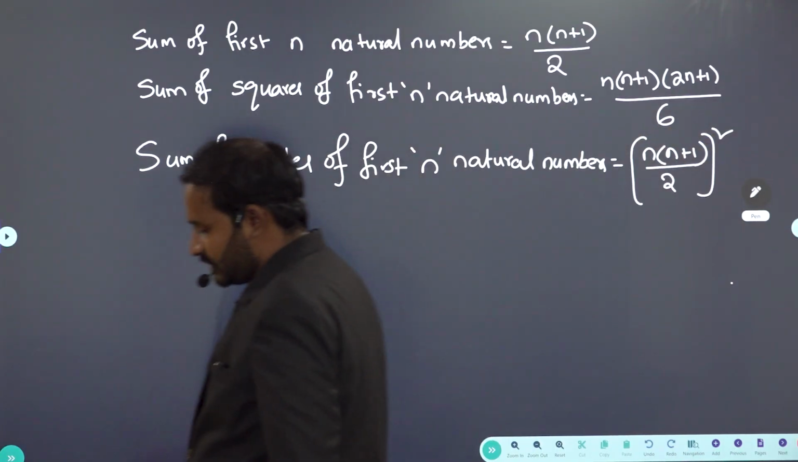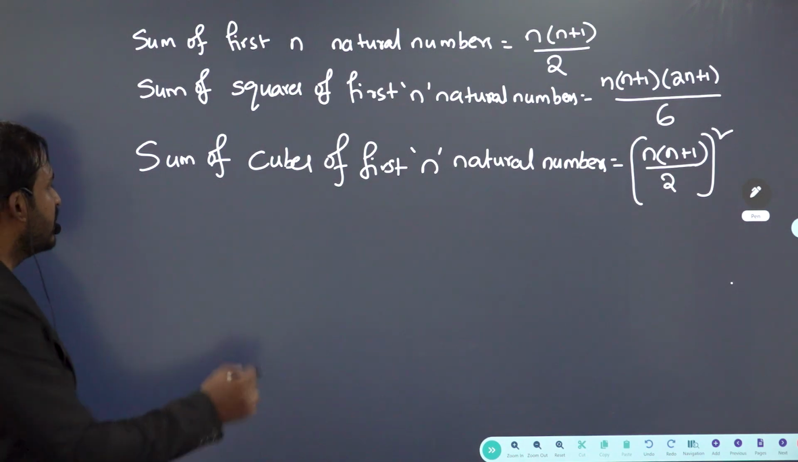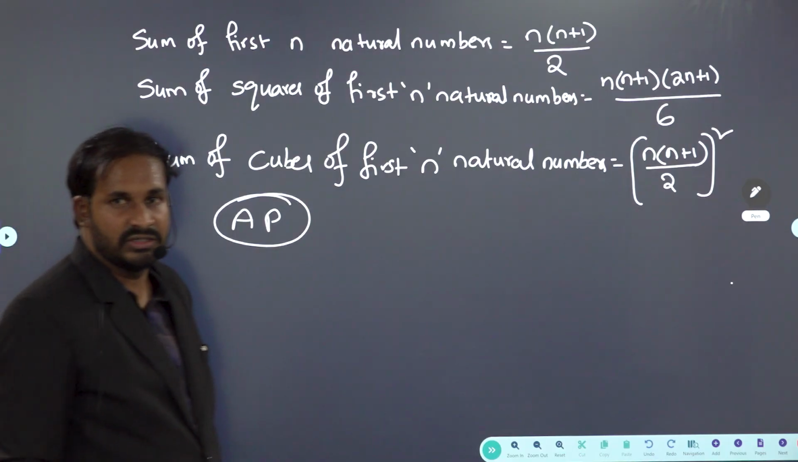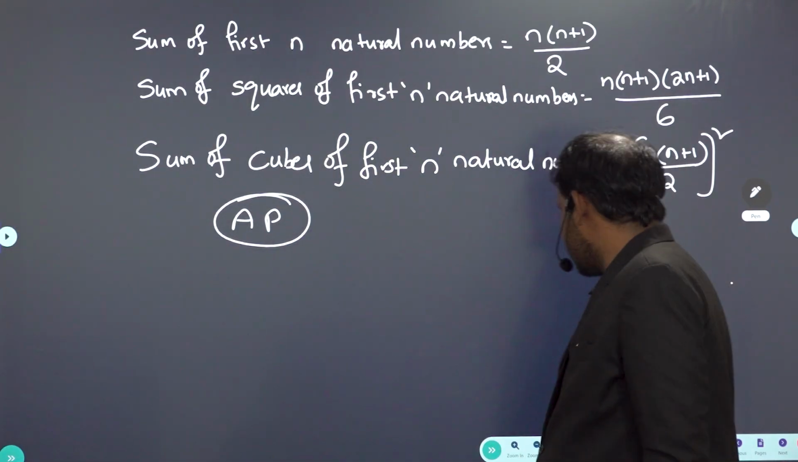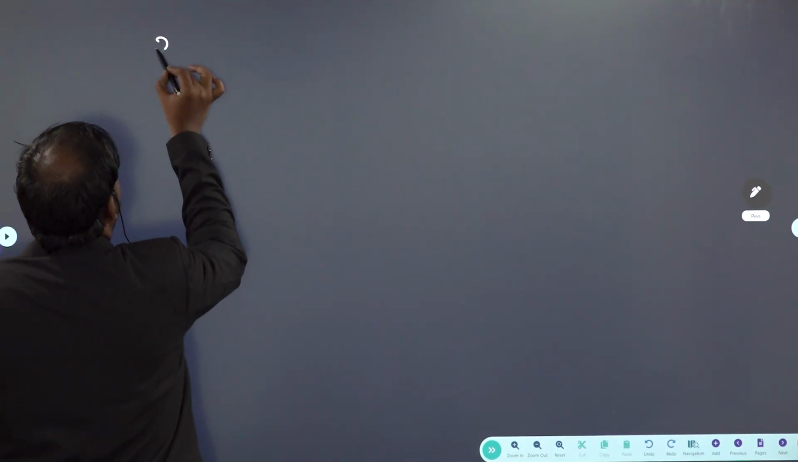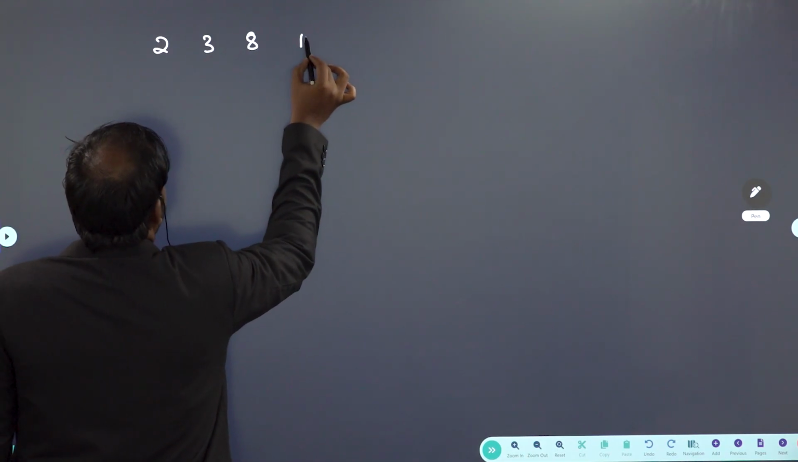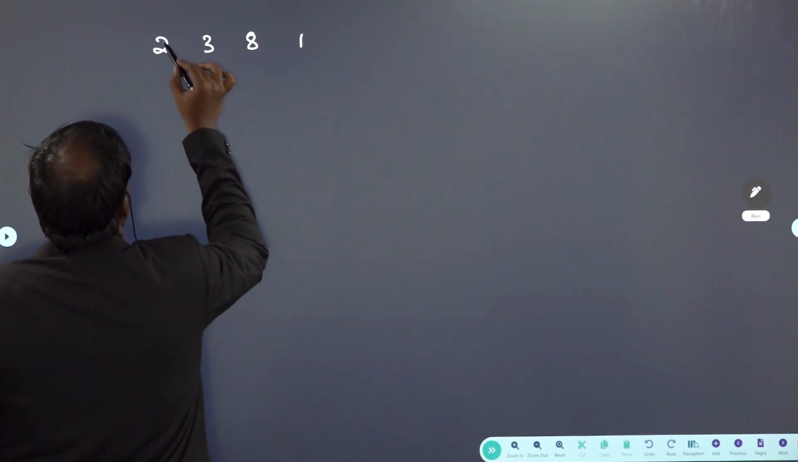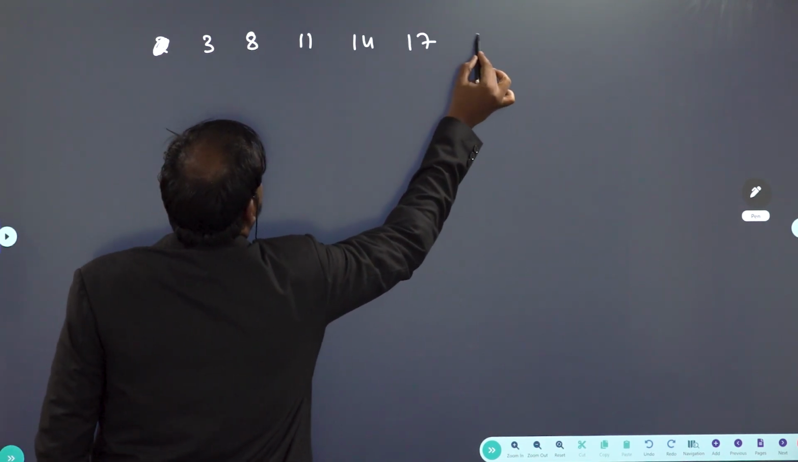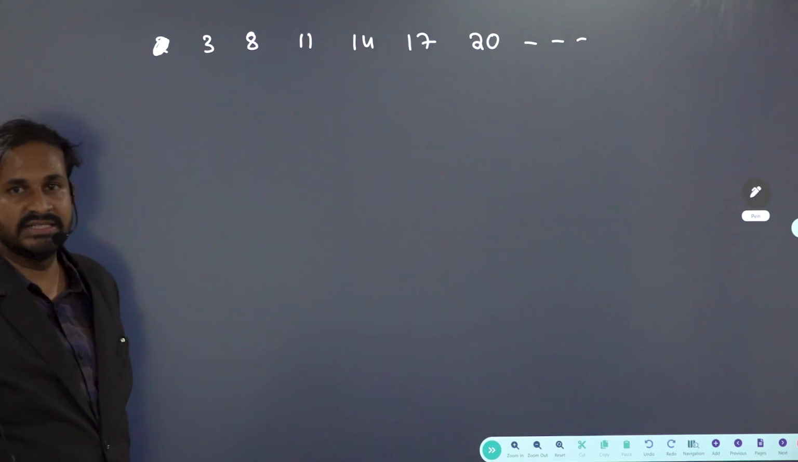Next, see here students, along with this, one more important thing is if the given series is in arithmetic progression, this one is also very important for us. Why? First of all, how will we identify whether the given series is in arithmetic progression or not? Here the common difference will be the same. For example, if I take a series like 2, 5, 8, 11, 14, 17, 20 and so on, there is a series like this.